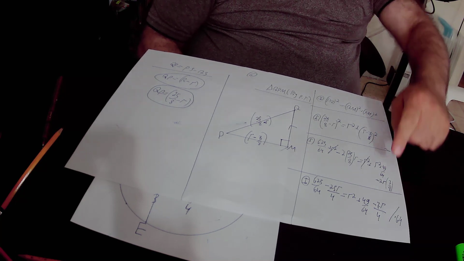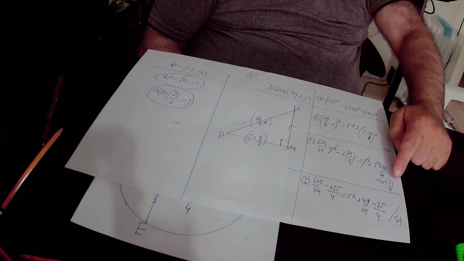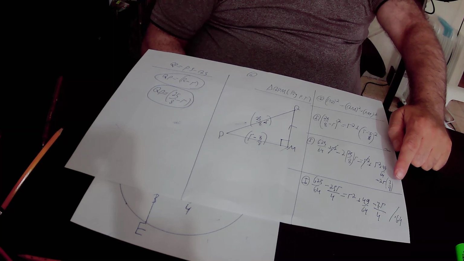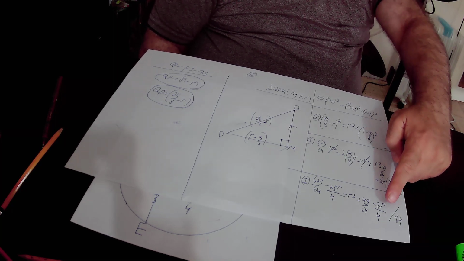So in the numerator we are left with only minus 7R, and in the denominator we have 8. We have to divide 8 by 2. 8 over 2 is 4. So in conclusion, this expression equals minus 7R over 4.